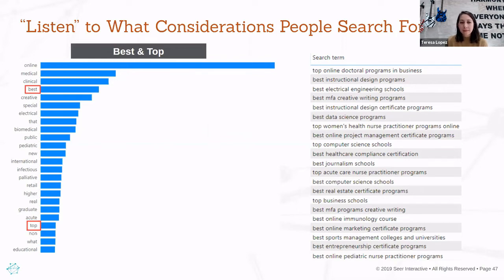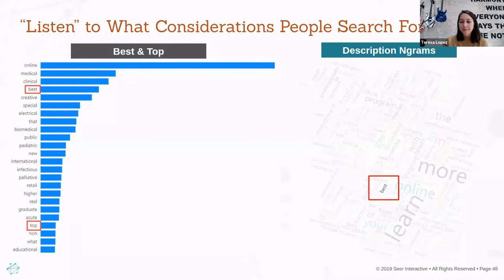And two of the modifiers that we saw popping up a lot were "best" and "top." So people were looking for information on the best school or the best program or the top program to go for. So it makes sense.